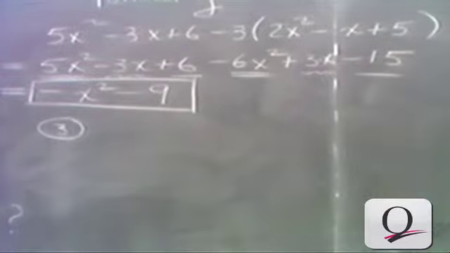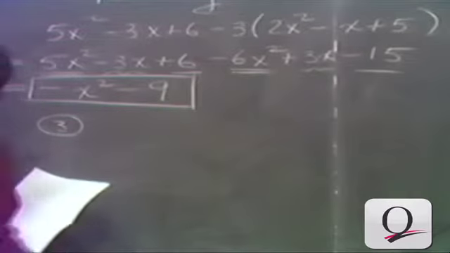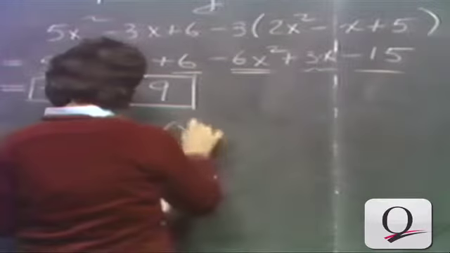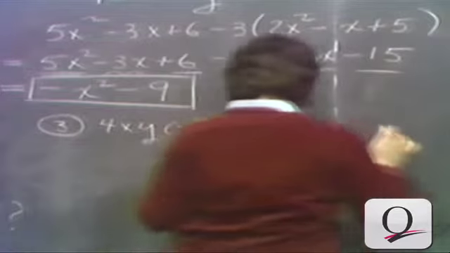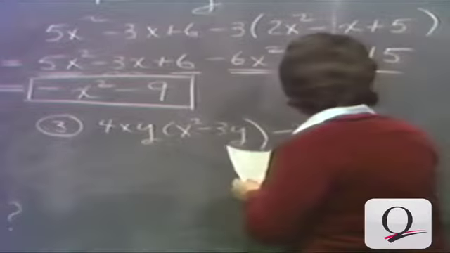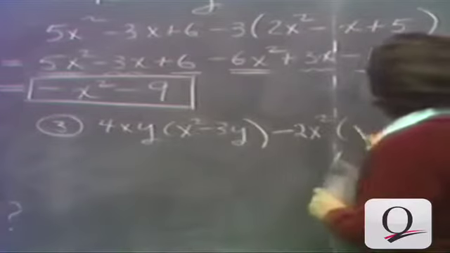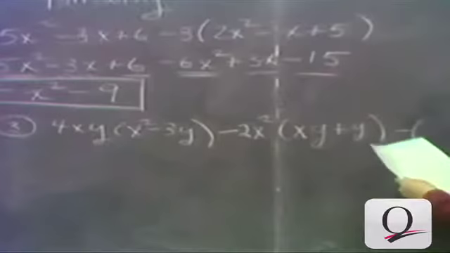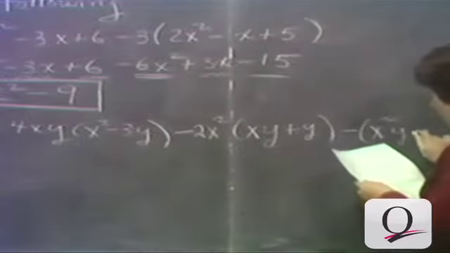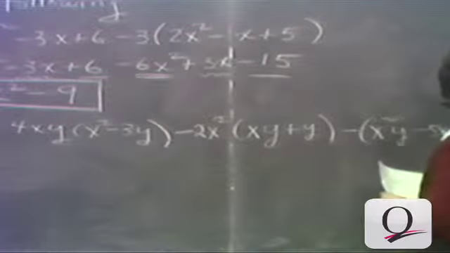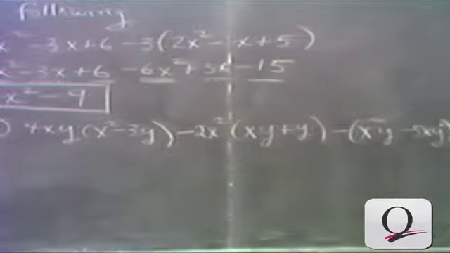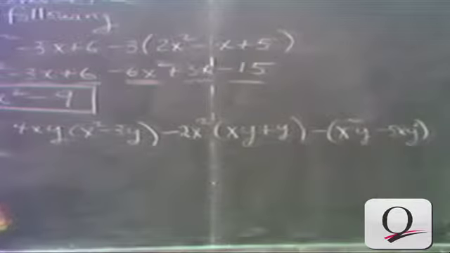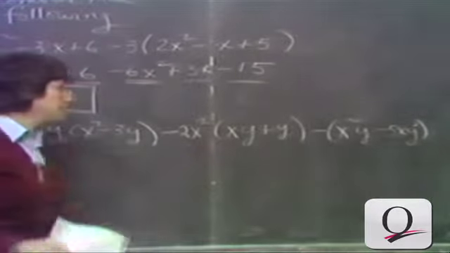Our third example, we would like to combine and simplify the following. 4xy times (x squared minus 3y), minus 2x squared times (xy plus y), and then minus (x squared y minus 5xy squared). Okay, we're going to use the distributive law 3 times here.